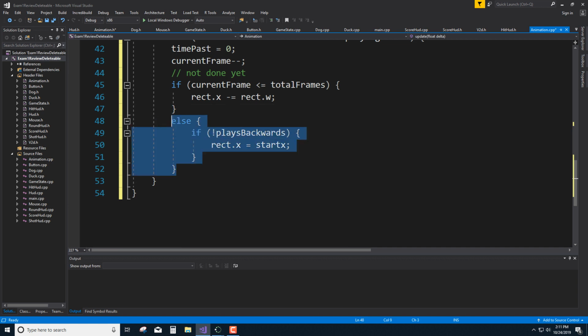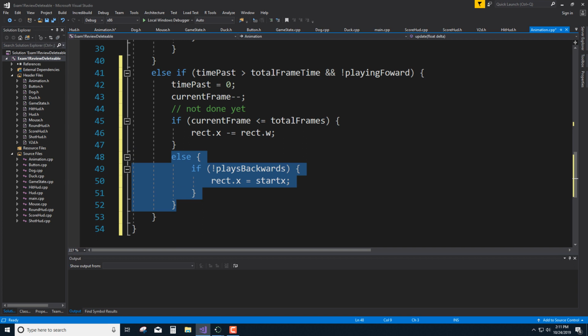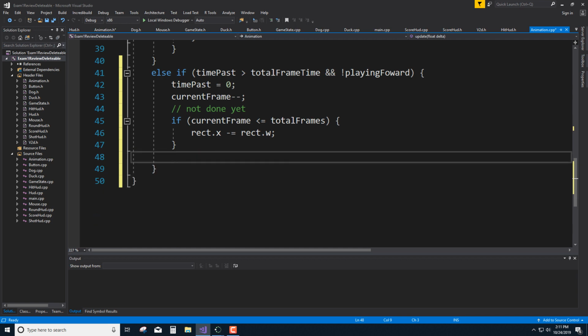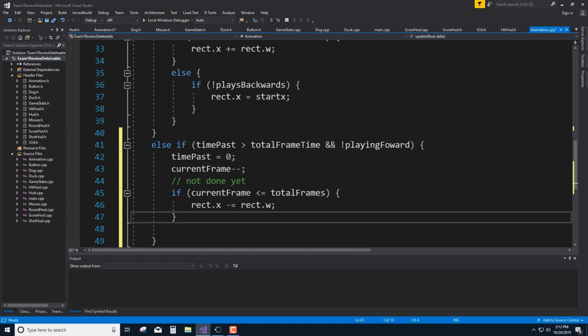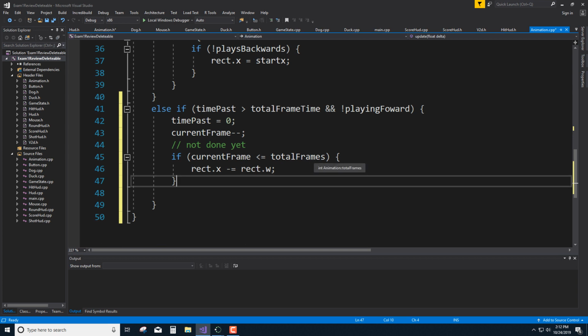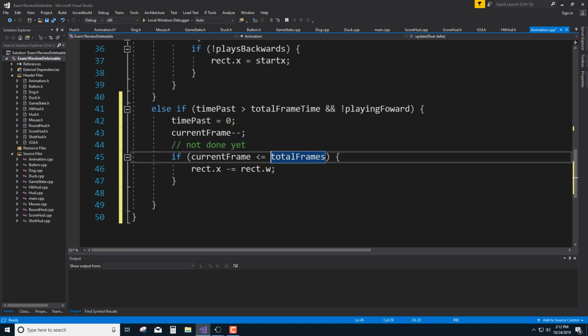This doesn't happen at all, right? No. Well, it will say just play forwards. This doesn't happen at all. This has to be adjusted. Current frame.